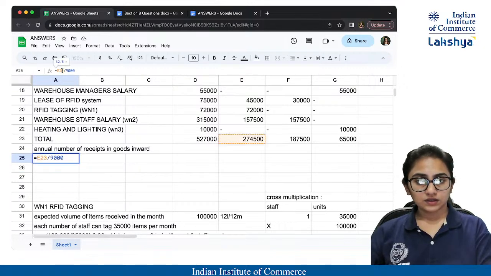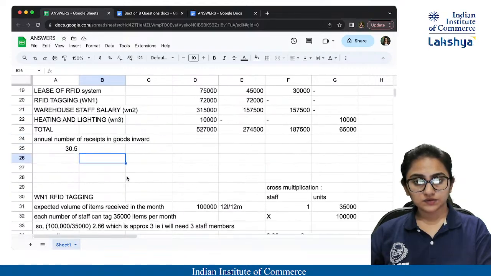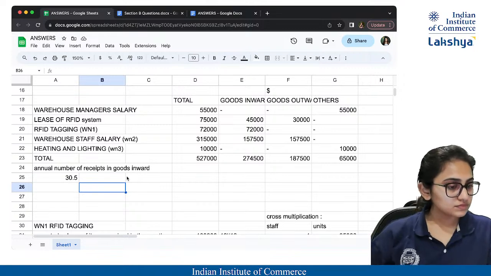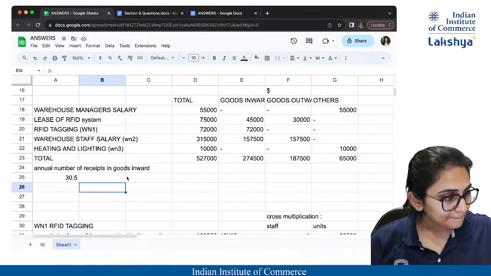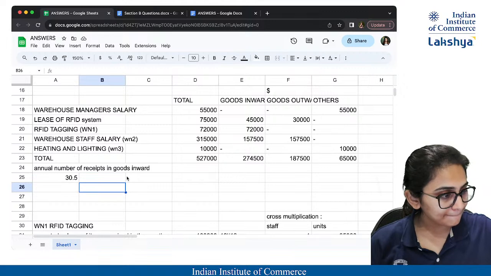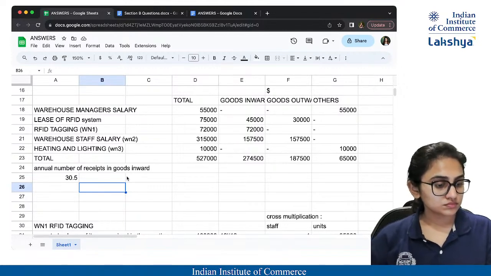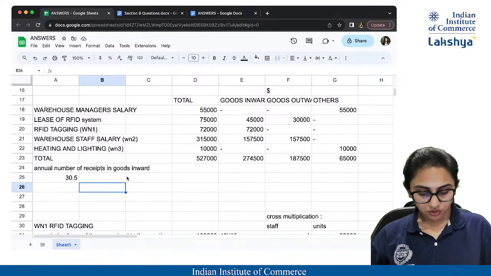E23 divided by 9,000. Okay, so that is your thing, and these are your working notes. Please go through it. Till then, I'll quickly check the comments.